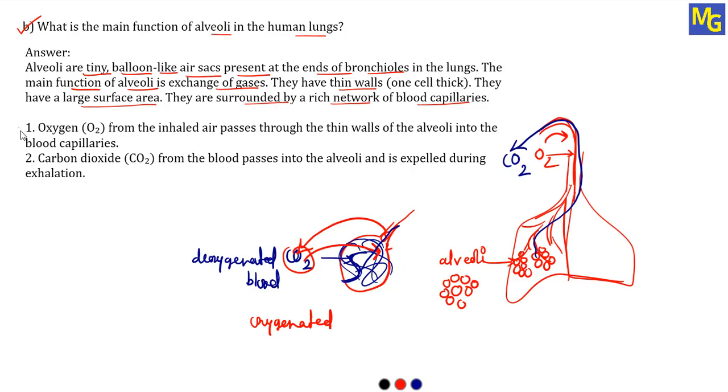Then the next point, in the points I have written, oxygen from the inhaled air passes through the thin walls of the alveoli into the blood capillaries. See here, whatever oxygen is inhaled by us will enter the blood capillaries through the thin wall of the alveoli. And second, carbon dioxide from the blood passes into the alveoli and is expelled during exhalation. So whatever CO2 is in the blood will pass into the alveoli and then be expelled when we exhale. So this exchange of gases takes place in the alveoli. The main function of the alveoli is exchange of gases.